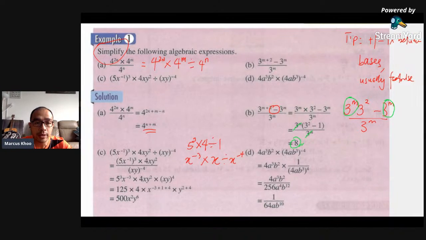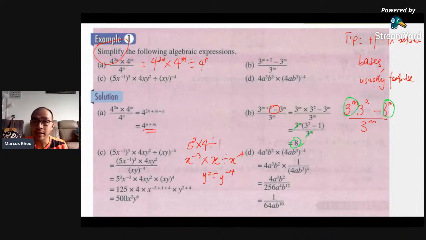Do you see that? x to the power negative 3 times 1 divided by x to the power negative 4. Now if I consider the y, here there is no y, so nothing. But here there is y, so this will be y squared divided by y to the power negative 4. Now by doing this separately, I can see it more clearly.